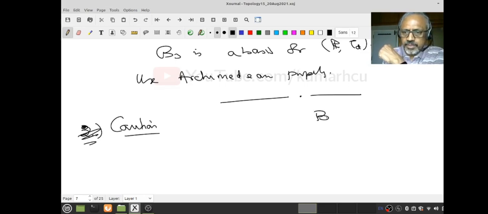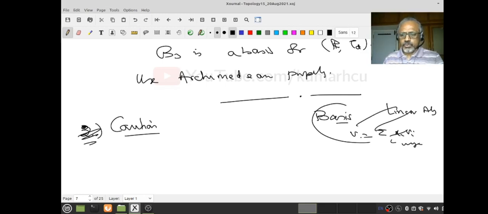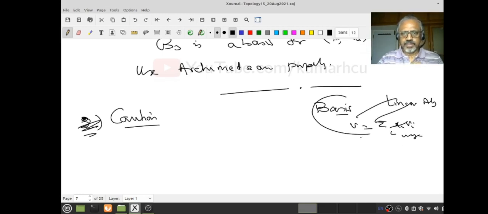Then the next thing you should understand, this is just a caution, because we use the word basis, and all of you must have seen the word basis in linear algebra. There you think, given any vector v, you can write it as a unique linear combination of the basis vectors. This is unique. So many students may be under the impression here also it's unique. That's not true.